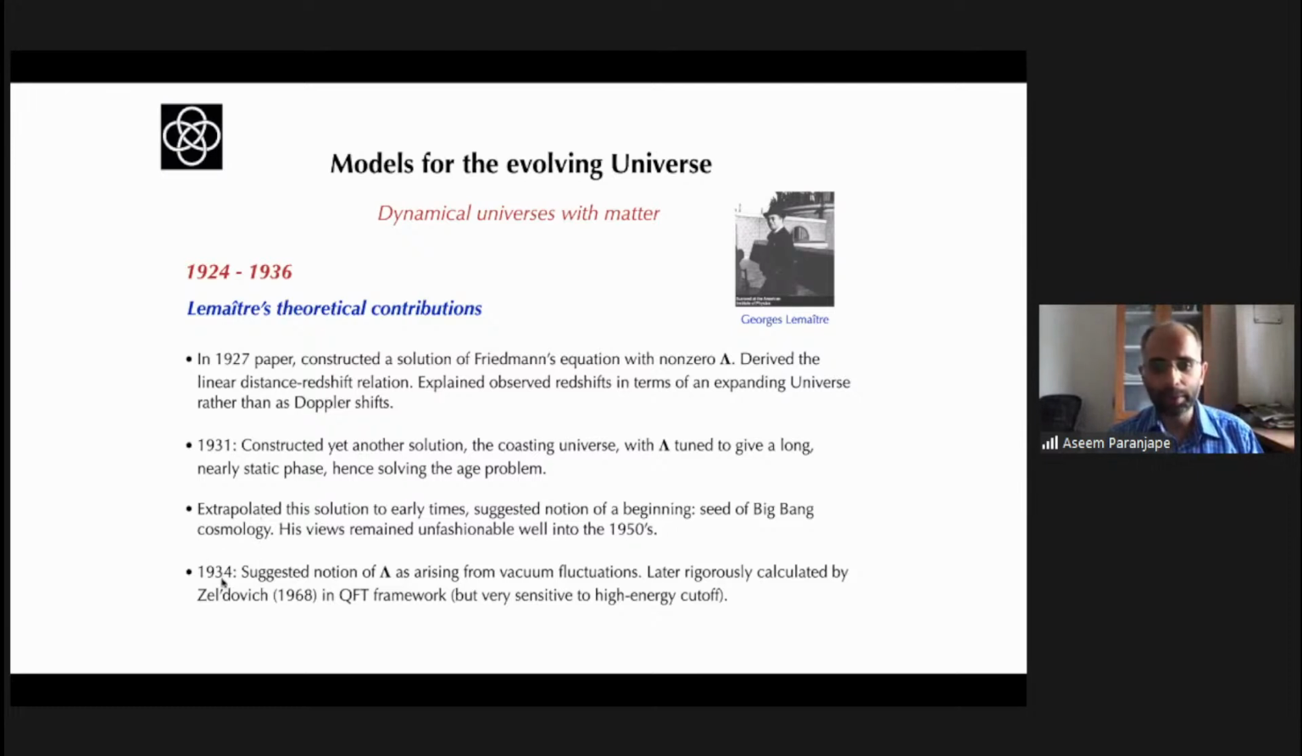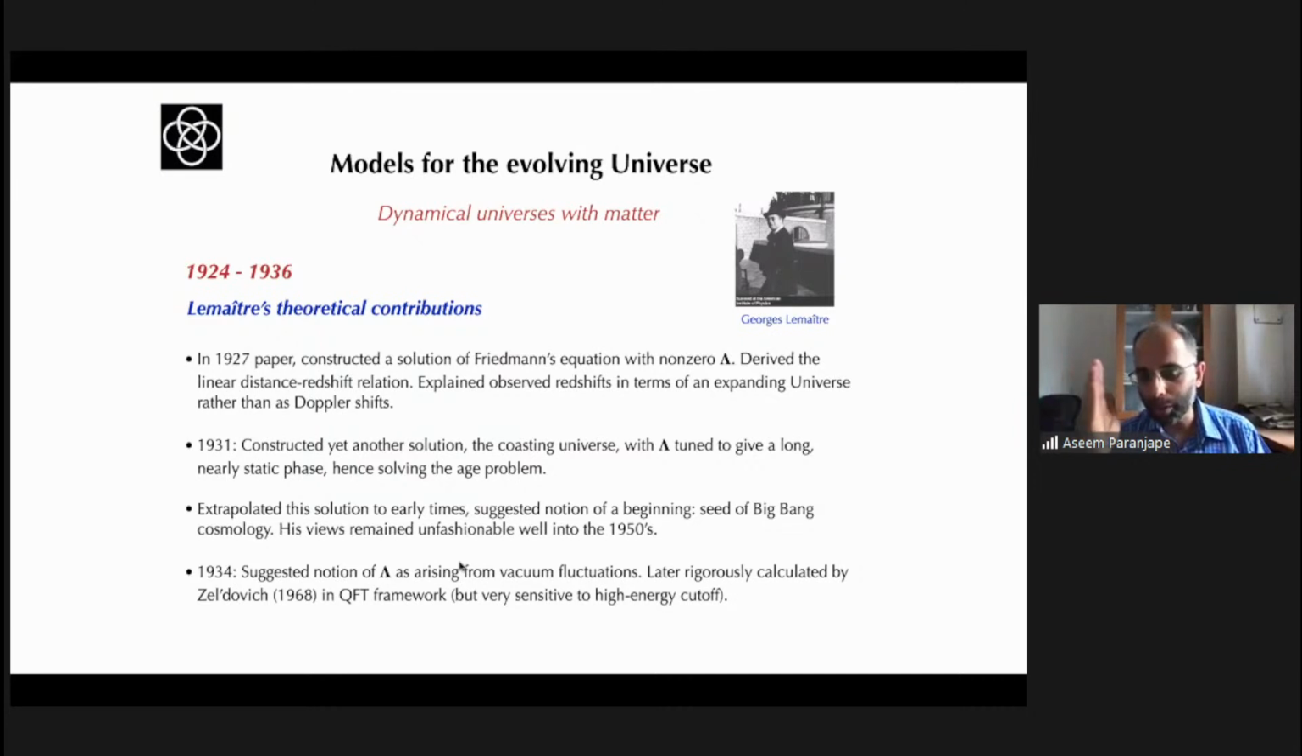Another thing was that in 1934, he wrote a paper in which this idea of lambda that he was trying to work with, which he took from Einstein, he suggested that it might arise from vacuum fluctuations, from a quantum field theory kind of calculation. Quantum field theory was not yet even developed. It was Feynman and collaborators much later, like 12 years later, who laid down the rigorous formulation of the required mathematics, which became quantum field theory. But in 1934, Lemaitre was doing pure speculation.